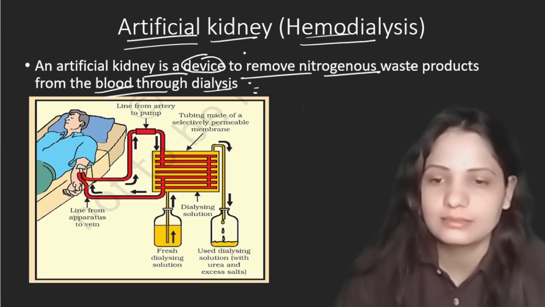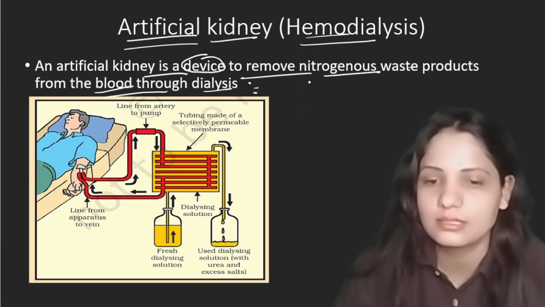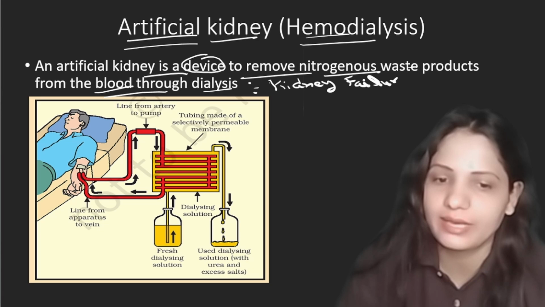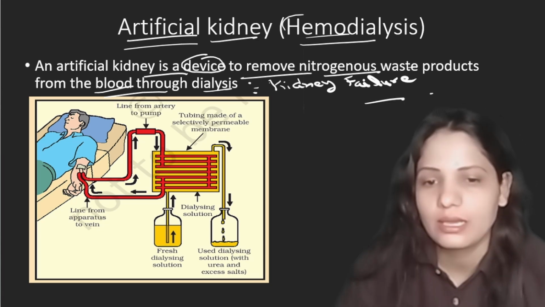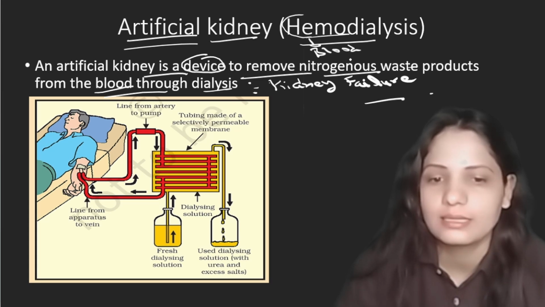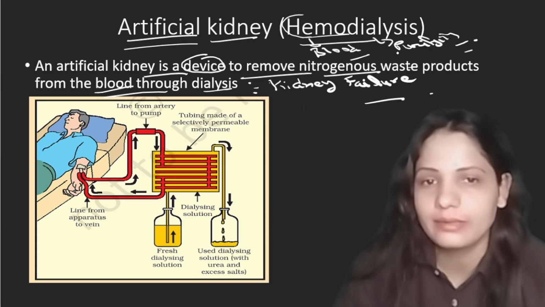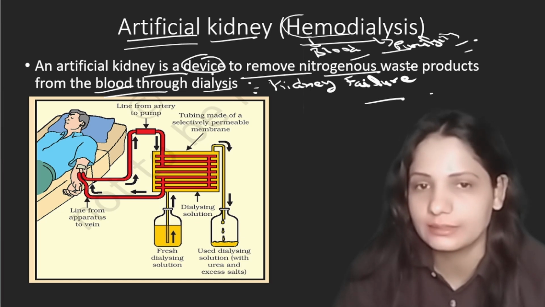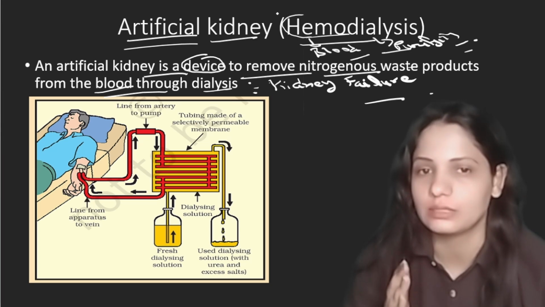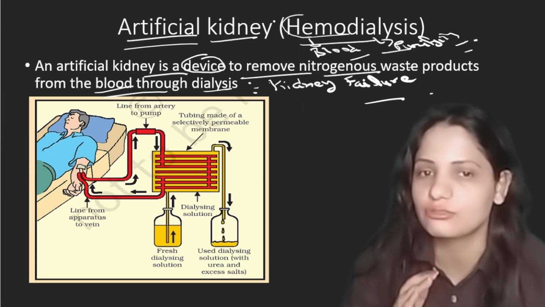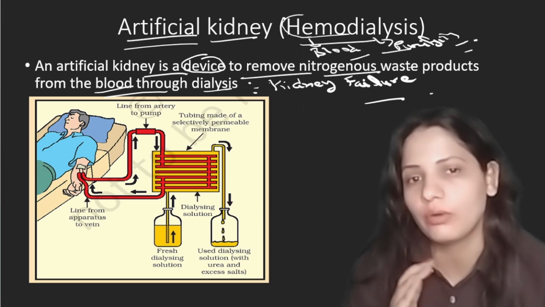When do we require this artificial kidney or hemodialysis? In case of kidney failure or severe kidney infection, hemodialysis is performed. Hemo means blood, and dialysis is purifying the blood. Blood is purified, filtered out by using a machine outside the body of a person, and this is known as hemodialysis. It is performed in the case of severe kidney infection or kidney failure.